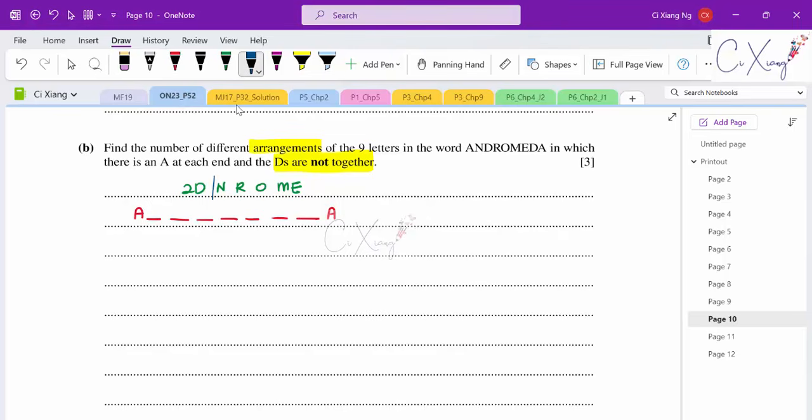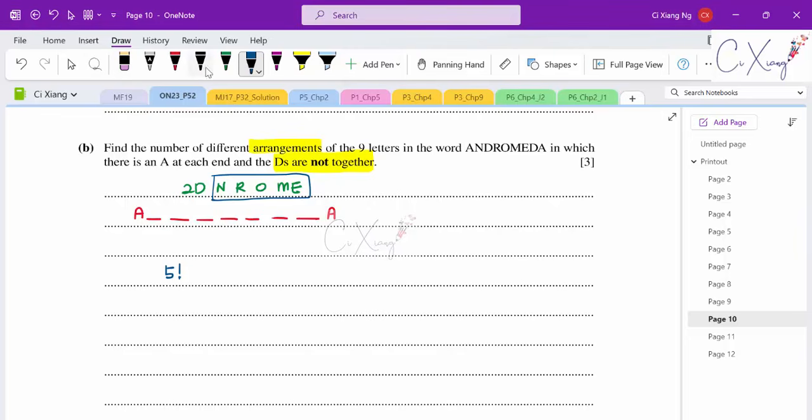So what I do now is I try to arrange the 5 letters here first. How am I going to arrange the 5 different letters here? Basically it should be 5 factorial. Do I need to divide anything factorial or not? No need, because all the 5 letters are different, all are distinct. So generally you are having 5 factorial first.